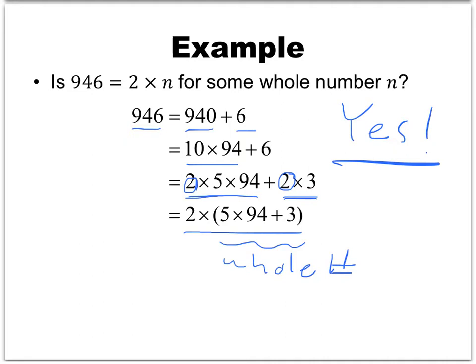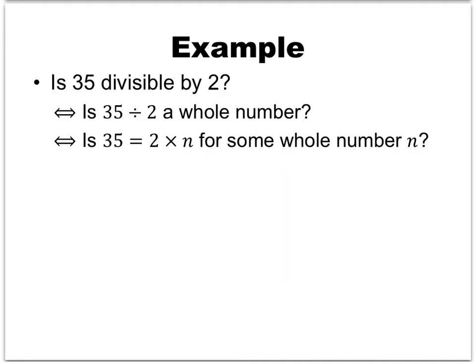946 is equal to 2 times n for some whole number. So that means that 946 is indeed divisible by 2. Well, let's look at a similar example, and we're going to make some comparisons here to motivate our divisibility tests for 2.